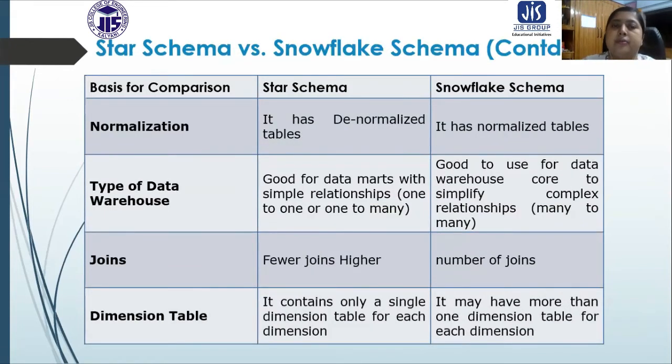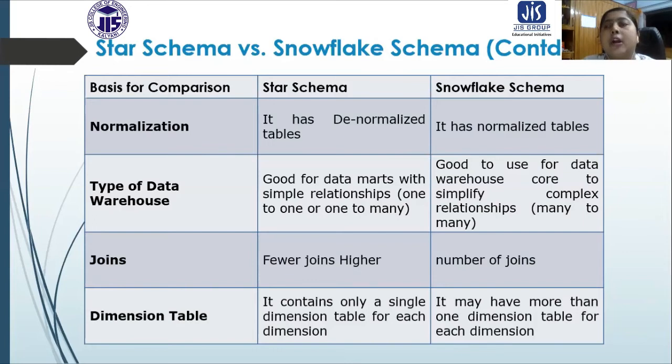Now normalization. Star schema is purely denormalized. But in Snowflake schema, we can have normalized tables. We must have normalized tables, then only a star schema is going to convert into Snowflake schema. Now the type of data warehouse. Star schema is good for data marts with simple relationships, one-to-one or one-to-many. But when we are talking about a data warehouse, that is a large thing, so Snowflake schema is more acceptable. It is good to use for a data warehouse to simplify complex relationships, mostly many-to-many relationships.